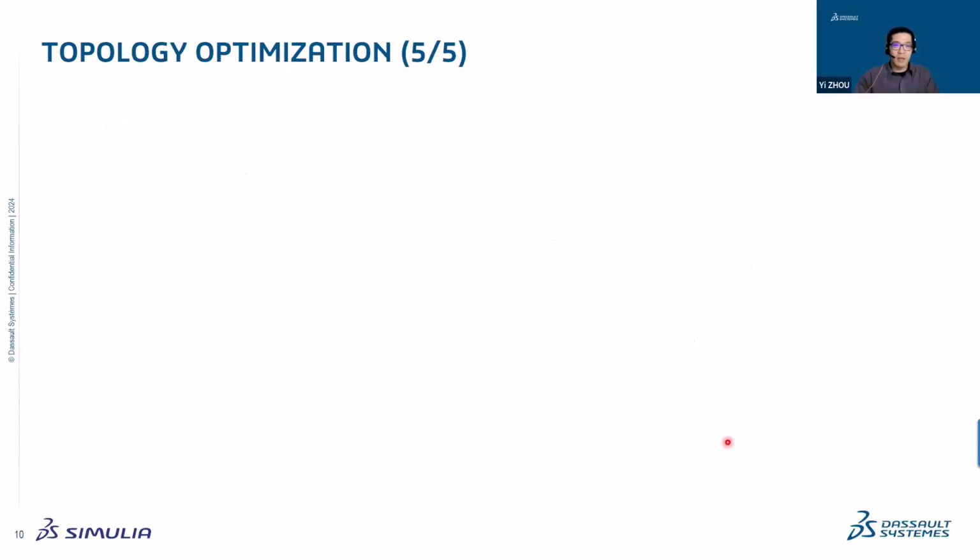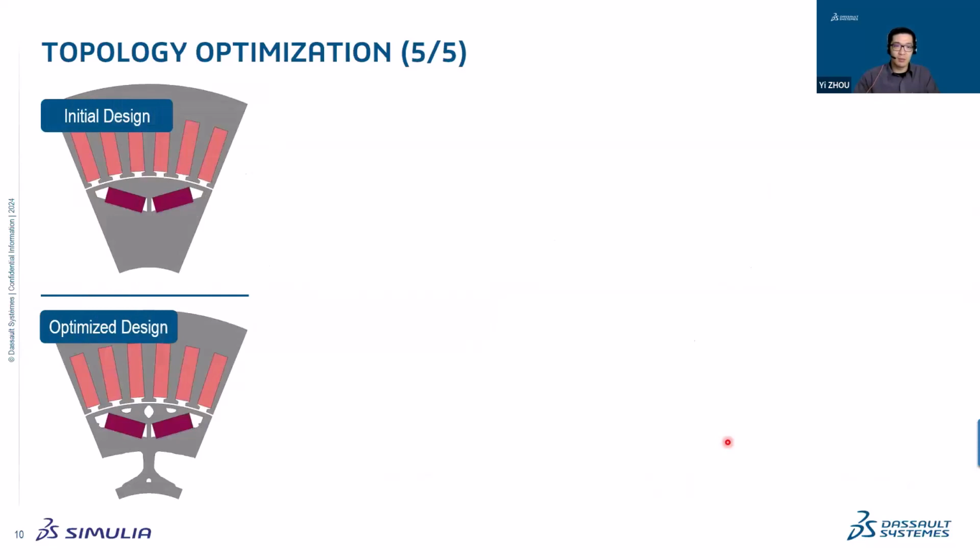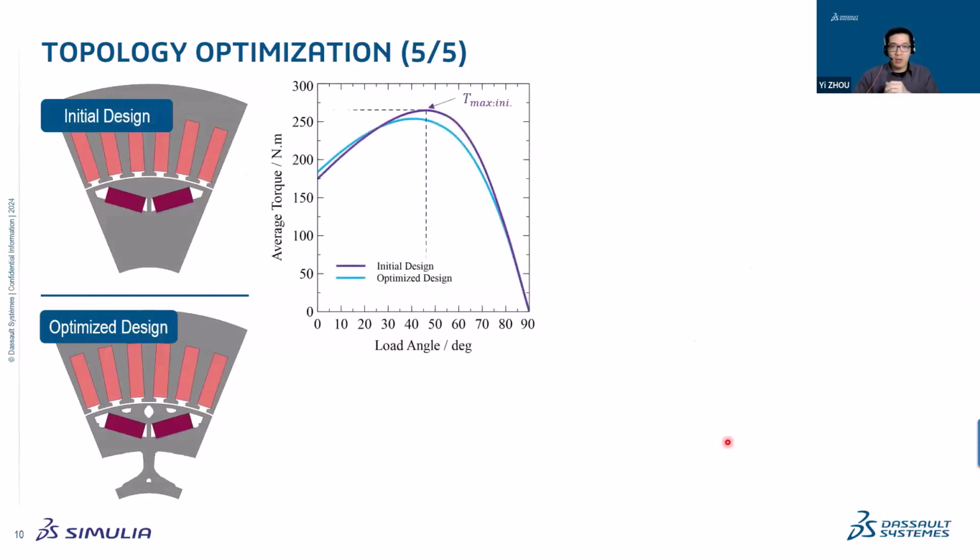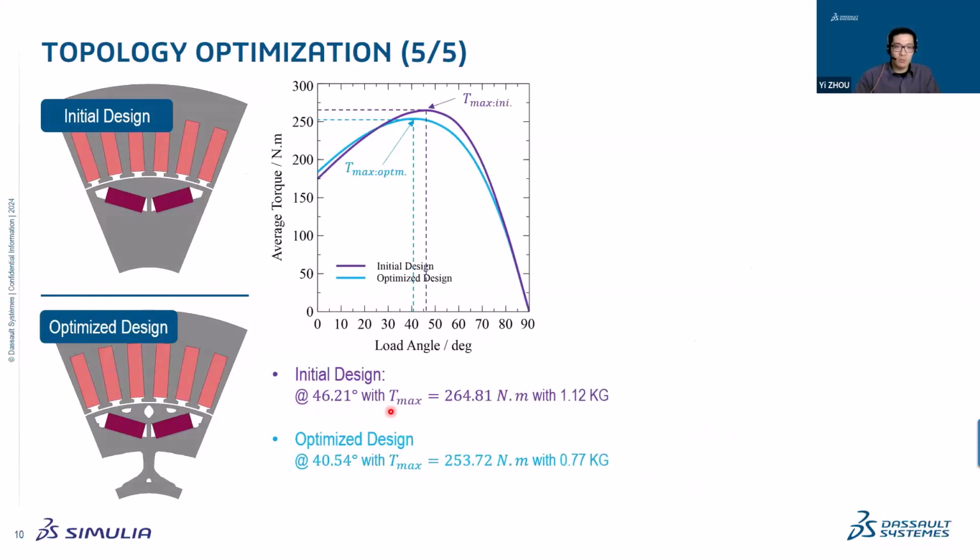Okay, so we compare the results again from the initial design to the optimized design. We sweep the load angle. From the initial design, we can see that around 46 degrees, we will get the maximum torque of around 264. And from the optimized design, the load angle changes from 40, which is expected, but the torque is reduced to 253 Newton meter. So it is not that good that we have around 4% reduction in torque, but the good thing is we have a 30% reduction in weight.